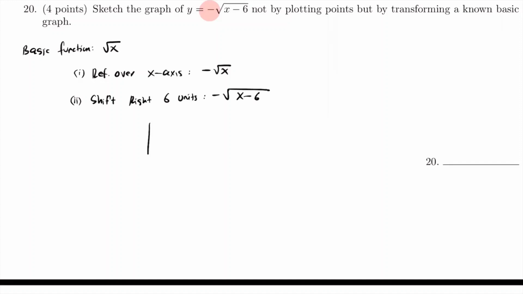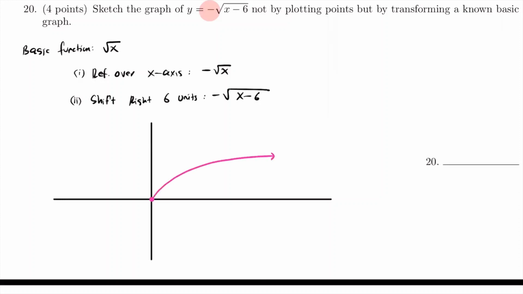So here's our xy plane. And square root of x, we all know how that looks. So it's just something like this. This is square root of x. If you reflect over the x-axis, so this is x, this is y, it would look something like this. That'll be negative square root of x.